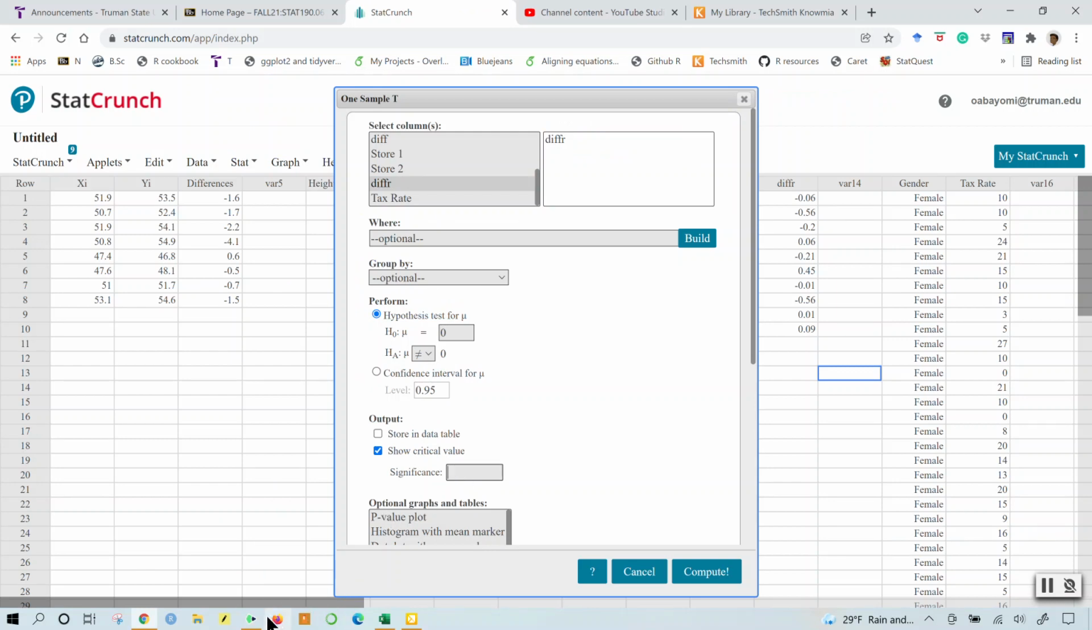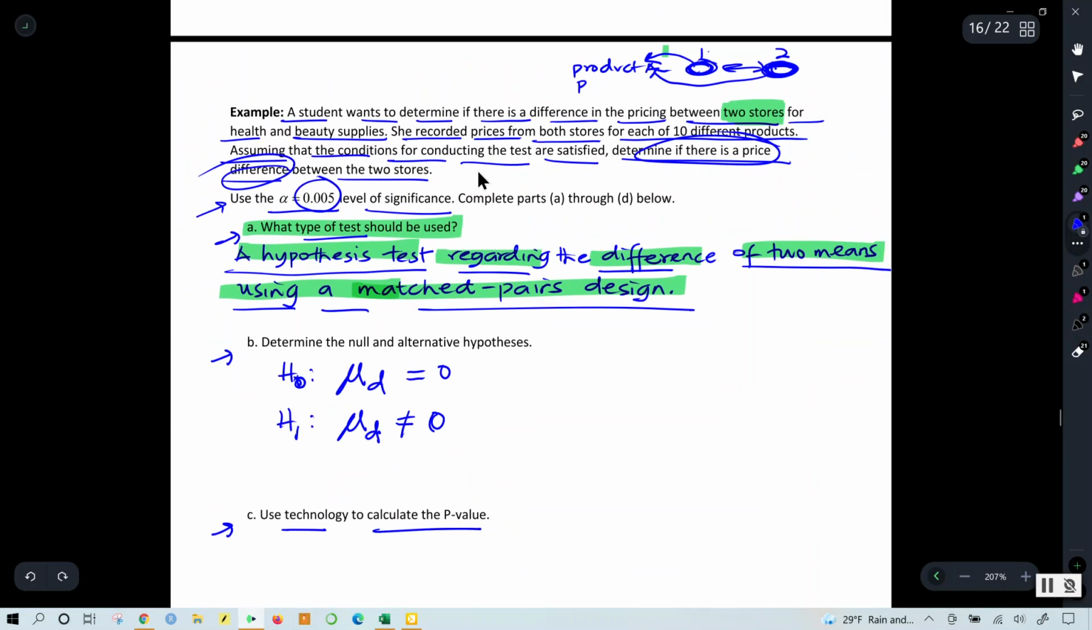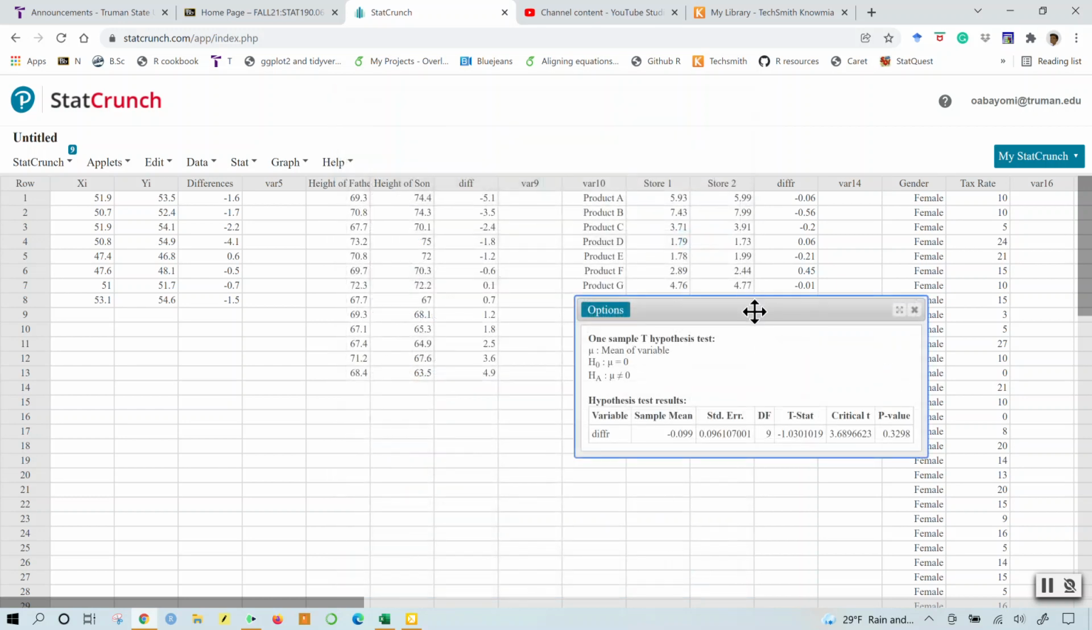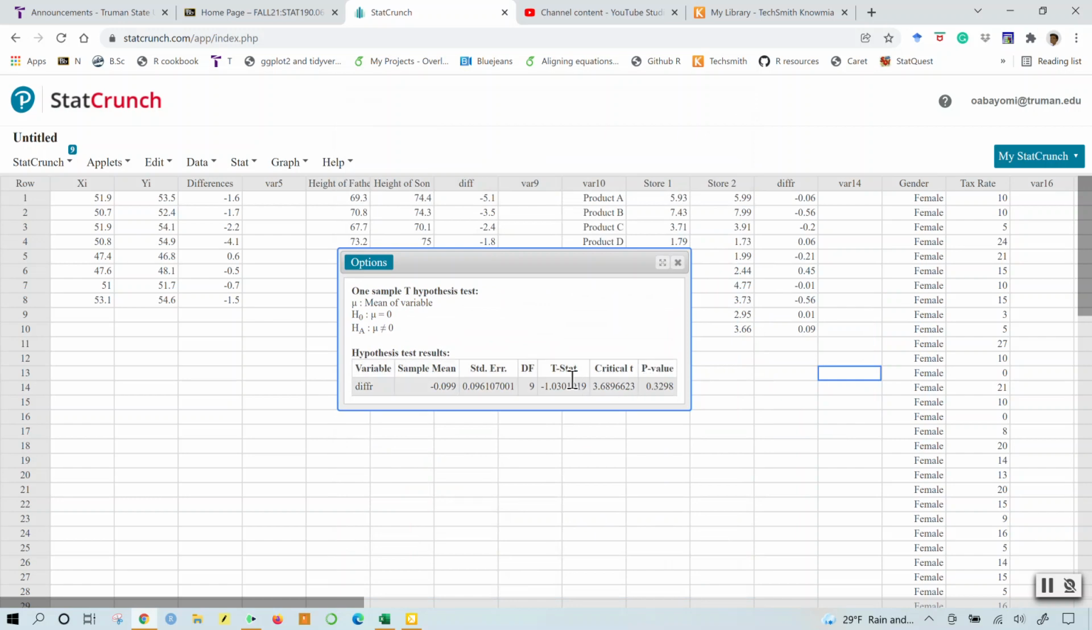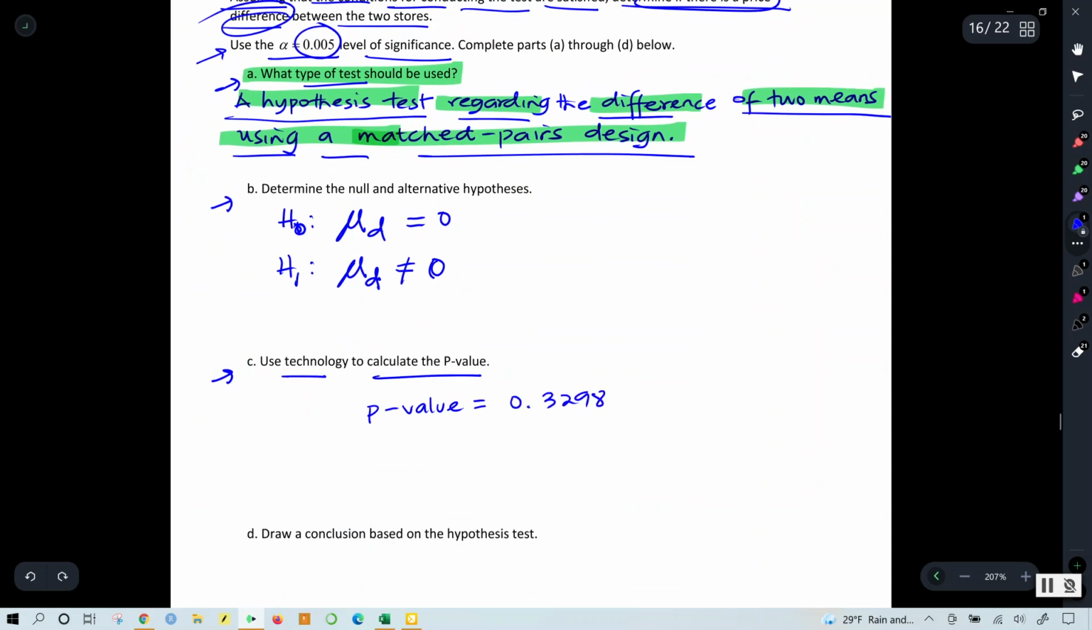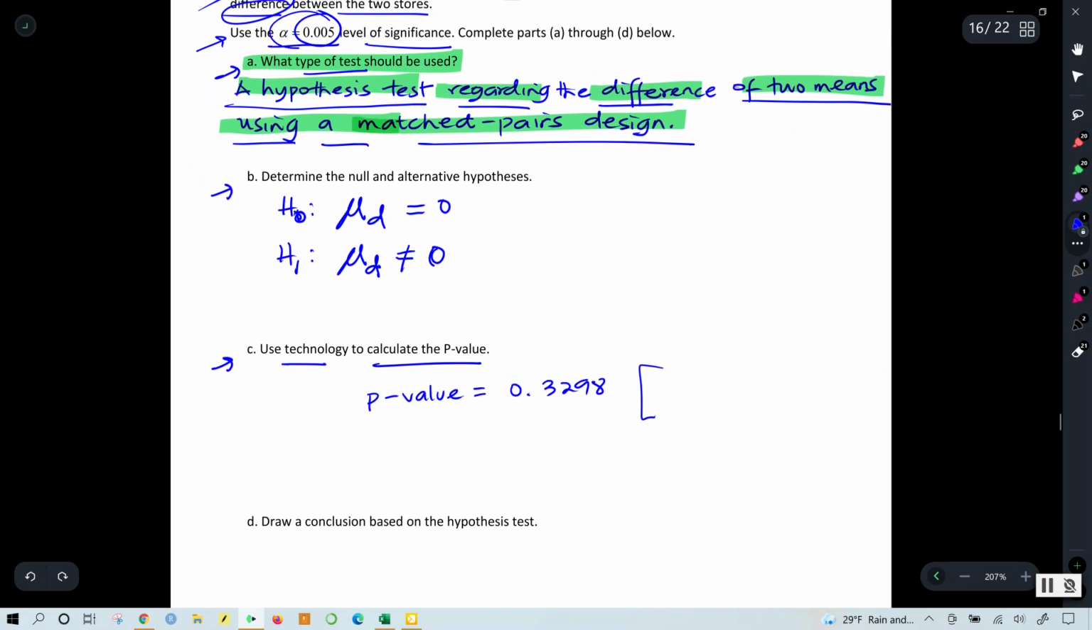And to show the critical value, I would like to indicate what that level of significance is, 0.00 zeros after the decimal point. Please be careful with this one. So you have 0.005 and compute. And in this case, let us see. What is our p-value? These are the test statistic, and these are the p-value, 0.3298. That's kind of large. So p-value in this case is 0.3298, and versus my alpha. My alpha in this case is 0.005.